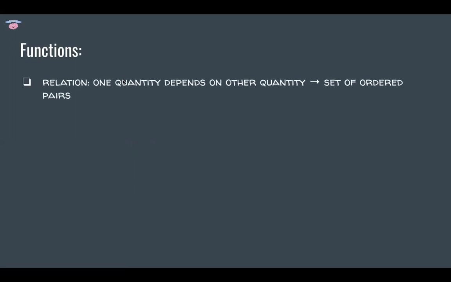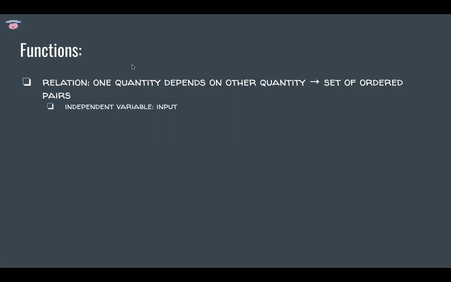Functions. So this is the actual meat of the lesson. First thing, a relation is when one quantity depends on another quantity. So you can do something like student name and height. And note I have these curly braces, and that basically says that it's a set. It's a set of ordered pairs.